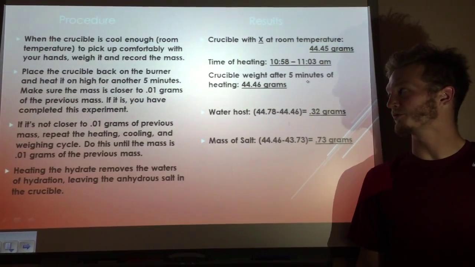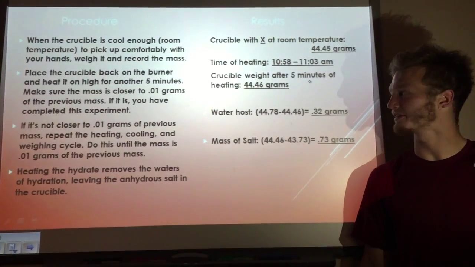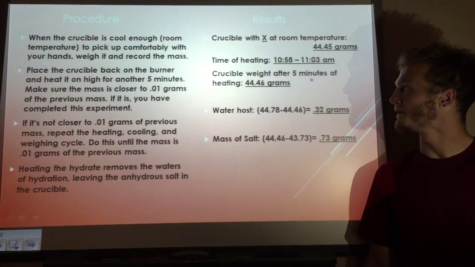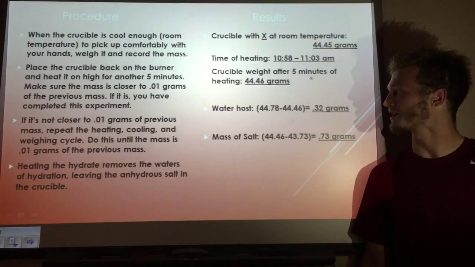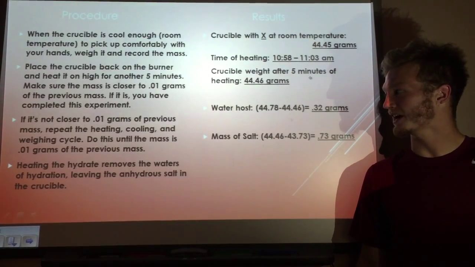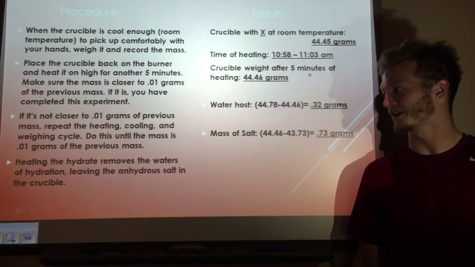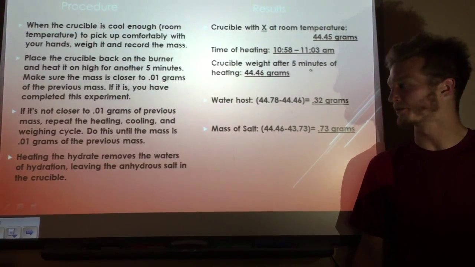And then place the crucible back on the burner and heat it for another 5 minutes. And make sure the mass is closer than 0.01 grams of the previous mass. Our second weight after 5 minutes of heating was 44.46 grams. If it's not within 0.01 grams of the previous mass, repeat the heating, cooling, and weighing cycle. Do it until the mass is within 0.01 grams of the previous mass.